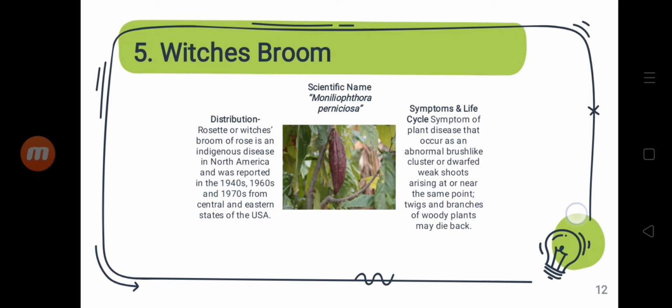Scientific name, Moniliophthora perniciosa. Symptoms and life cycle: a symptom of plant disease that occurs as an abnormal brush-like cluster of dwarf weak shoots arising at or near the same point. Twigs and branches of affected plants may die back. Distribution: rosette or witch's broom of rose is an indigenous disease in North America and was reported in the 1940s, 1960s, and 1970s from central and eastern states of the USA.